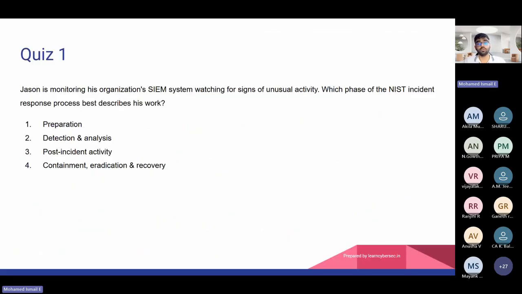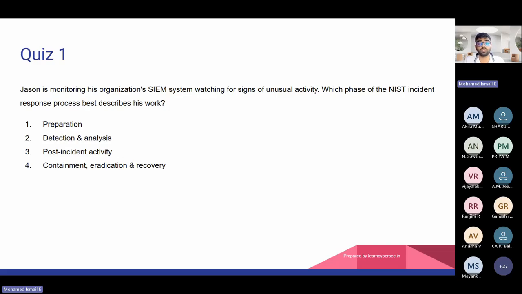Okay, now time to have a quiz. So take your chat and figure out which one could be correct. Let me read it out. Jason is monitoring his organization's SIEM system, watching for signs of unusual activity. Which phase of the NIST incident response process best describes this work?